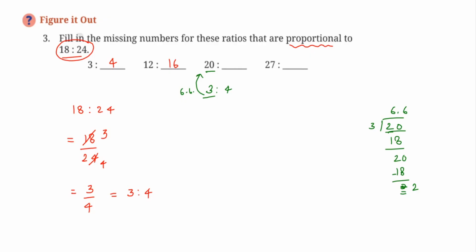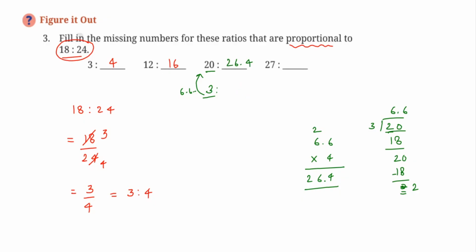So to get this answer, I have to multiply 4 by 6.6. So 6.6 times 4. Here 4 times 6 is 24. We'll write 4 down, carry 2. 4 times 6 is 24 plus 2 is 26. We'll put decimal point, we get 26.4. So this is 26.4.